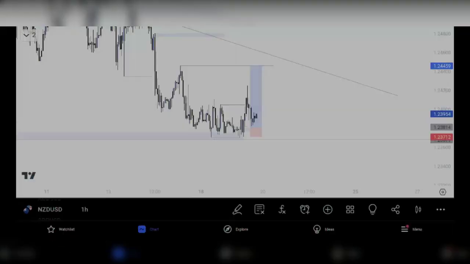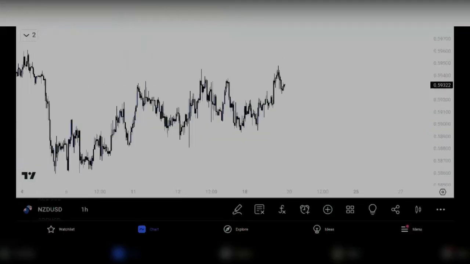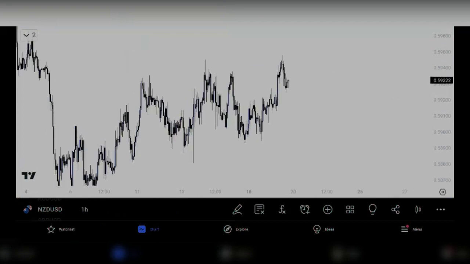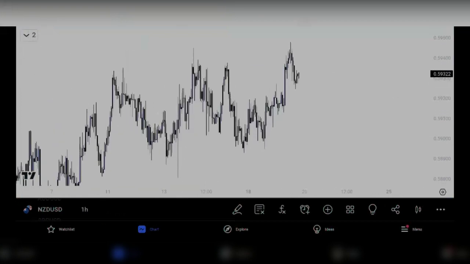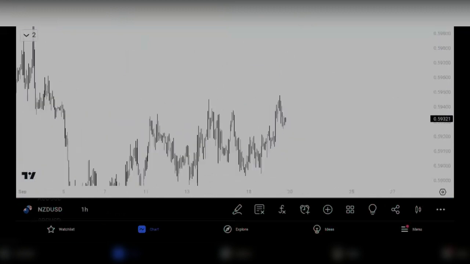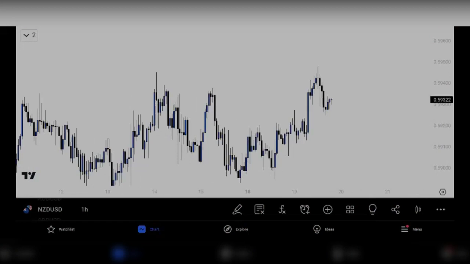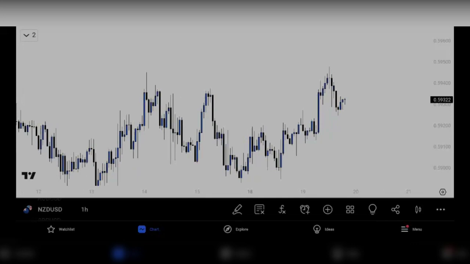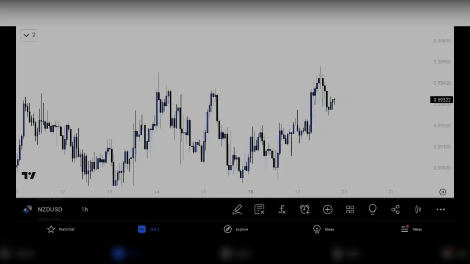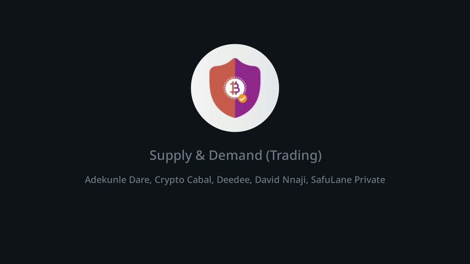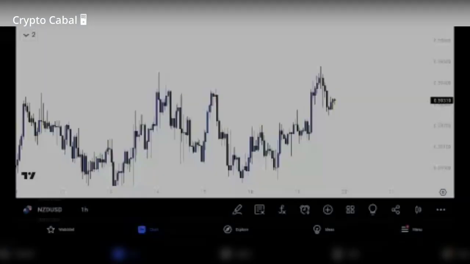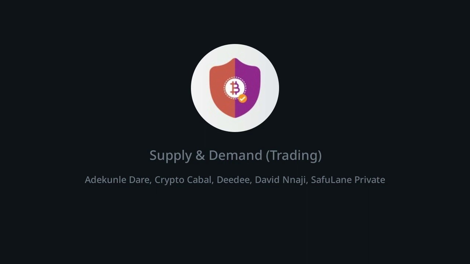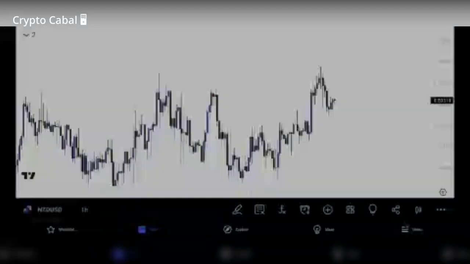But demand and supply does not really work completely if we don't talk about the concept of order blocks. When you understand the concept of order blocks, you understand more of supply and demand. When we get to order blocks, probably if we are having a session this week, I'll jump into it. As the name implies, order blocks are where orders are stacked, where buyers' and sellers' orders are stacked.